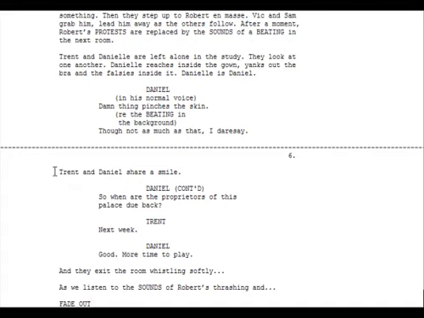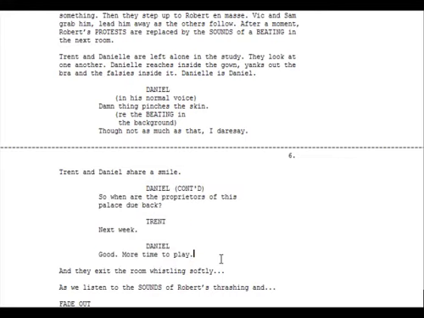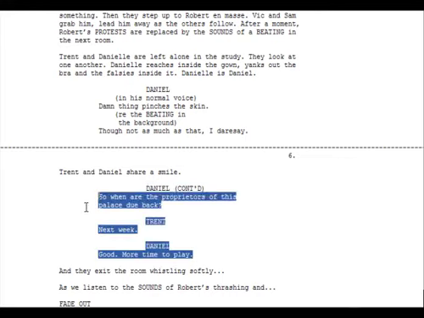So one of two things I would suggest: either just take this all out, and in this last set of dialogue, end it with Danielle saying, damn things pinch my skin, and then just hearing the beating in the background. Though not as much as that, I dare say, and end it with that. Trent and Daniel share a smile, and they exit the room.